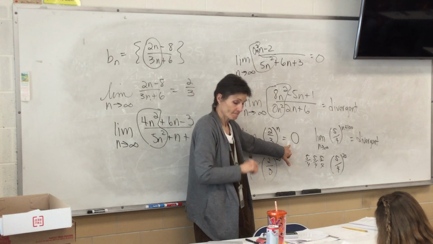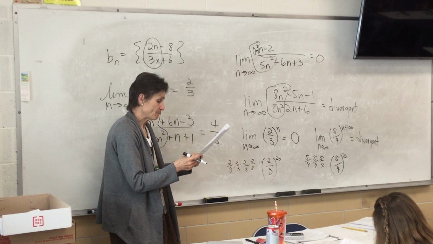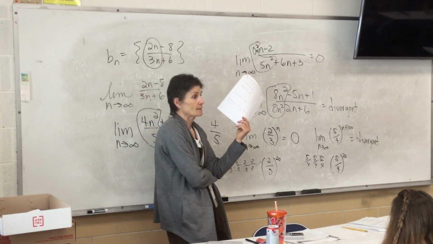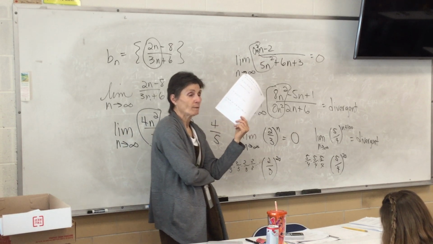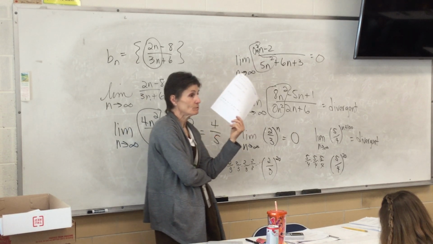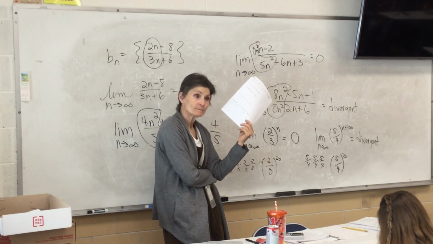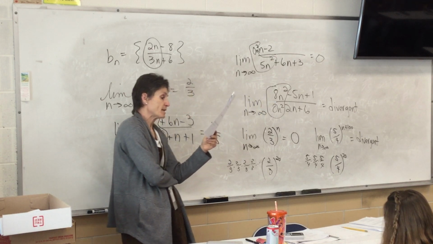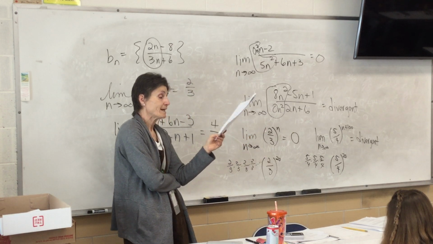Okay? Tell me about K. It looks different. Tell me about it. What's 1.5? Isn't that 3 over 2? Isn't that bigger than 1? So that's divergent. And what about L? 0.8 is less than 1, so the limit is 0.